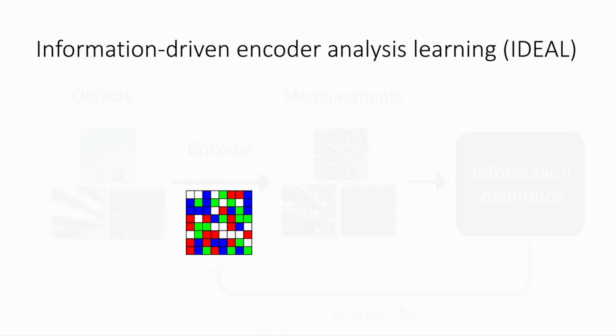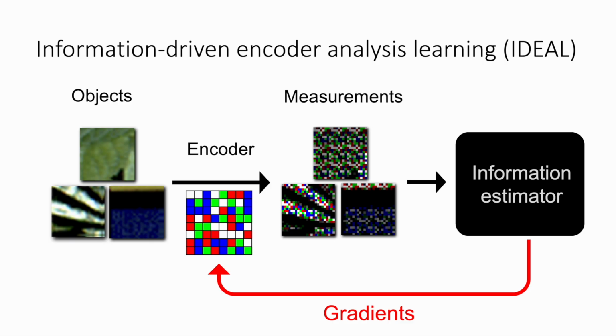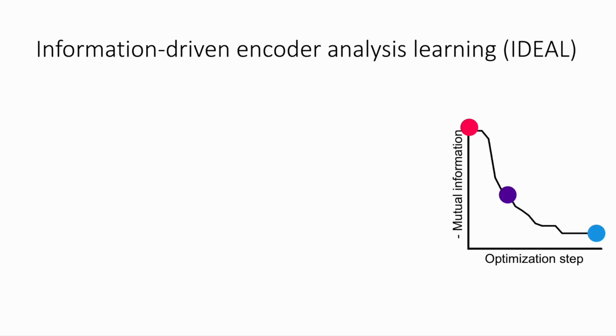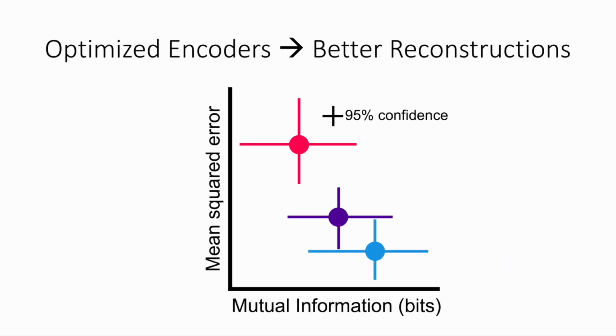Beyond evaluation, information estimates can guide the automated design of imaging systems in simulation. Using a mathematical model of the imaging system, we can use gradient-based optimization to iteratively improve designs based on how much information they capture. The resulting designs achieve better reconstructions despite never optimizing for reconstruction quality.